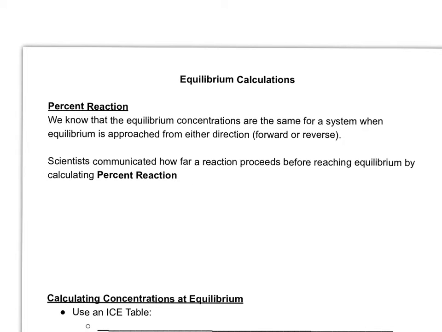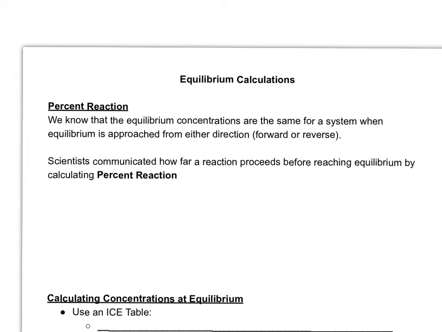So the first type of calculation that we're going to look at is percent reaction. What we know about equilibrium is that the concentrations are going to stay the same for a system regardless of if the equilibrium is reached from the forward direction, so starting with what we traditionally call reactants and making our products, going from left to right of the equation, or if we go from products to our reactants, so we go from right to left on our balanced chemical equation. It doesn't matter which direction we approach equilibrium from, we always get to exactly the same concentrations of our reactants and our products at equilibrium.